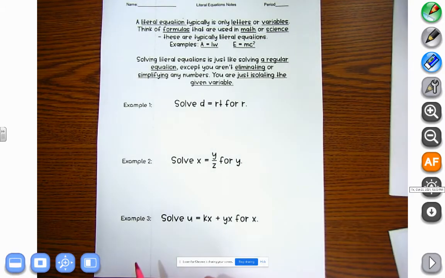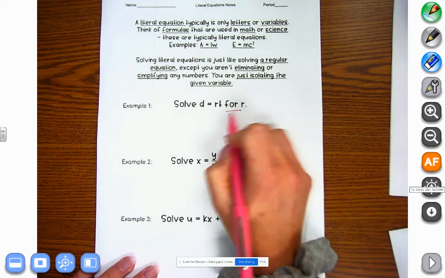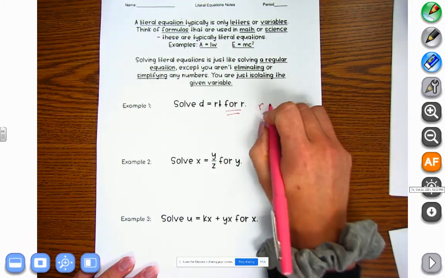Okay, so today we're going to learn about literal equations. And literal equations are just like solving a regular equation in one or two steps, except you're not eliminating or simplifying any numbers. You're just isolating the variable that it's asking you to find. So in the first example, if we're asked to solve for r, that means we need to get r by itself.